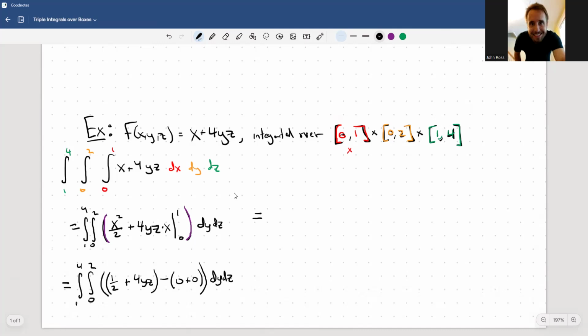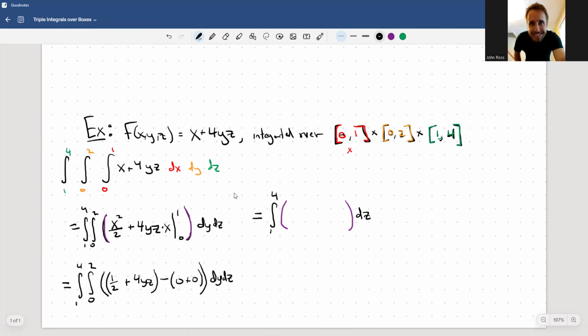Okay, let's go on to the next one. So now I can focus on my y. I'll keep my z expression out here. So integral from z equals 1 to z equals 4. But at this point, I'm going to want to integrate the expression 1/2 plus 4yz, and I'm going to want to integrate that dy. So I'll do that in the purple parentheses.